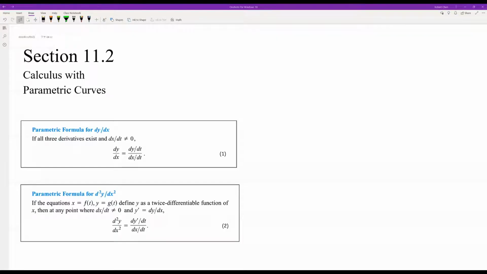Hello guys, this is 11.2. We're going to look at calculus with parametric curves. So first we're going to learn about how to take derivatives for parametric equations.